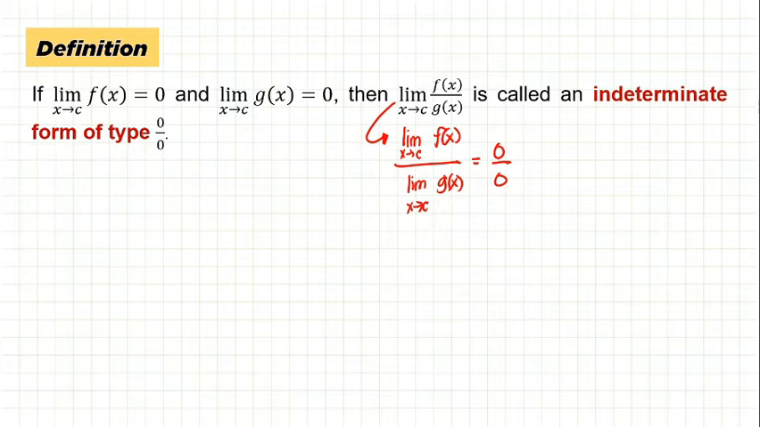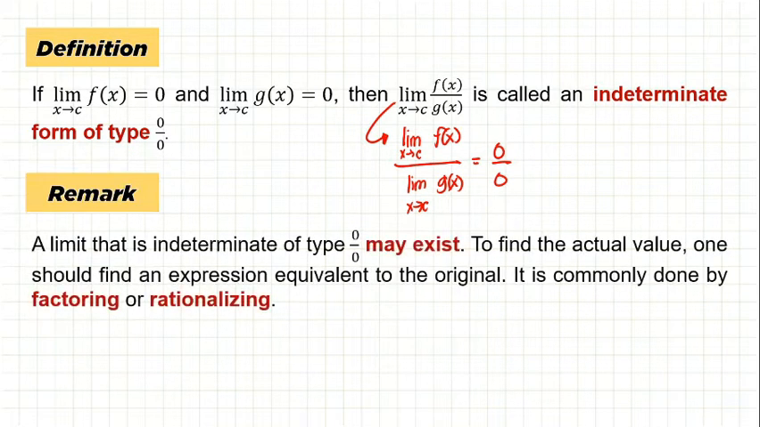Now, what will happen if the limit leads to 0 over 0? So sabi dito, a limit that is indeterminate of type 0 over 0 may exist. So the limit may exist, and to find the actual value of the limit, one should find an expression equivalent to the original. So in this case, we will manipulate the given expression in such a way that we can find another expression equivalent to the original.